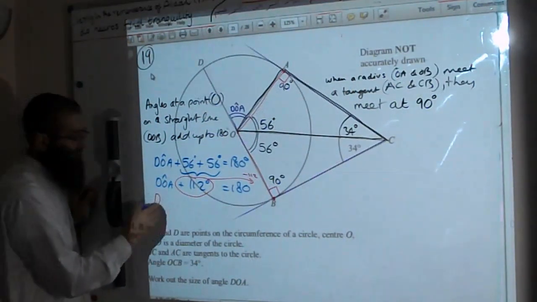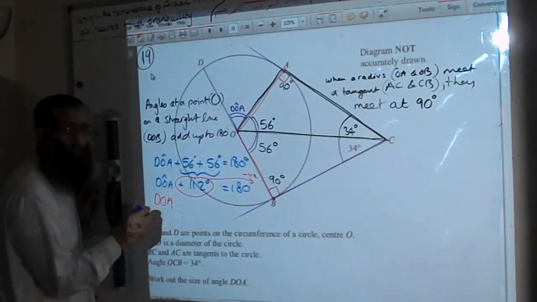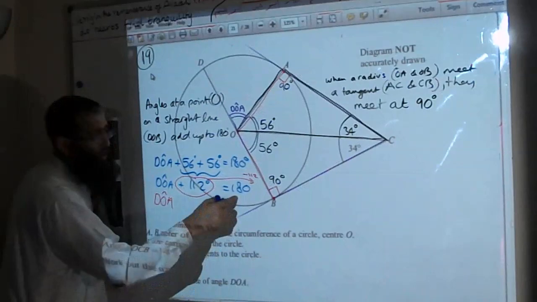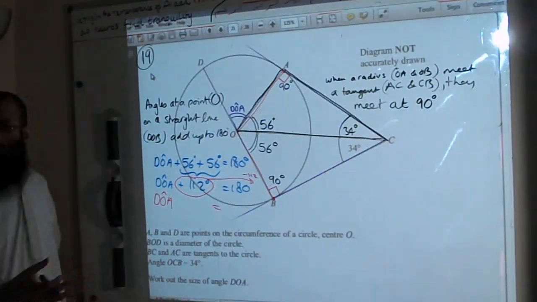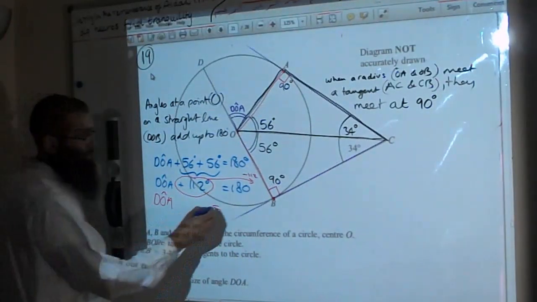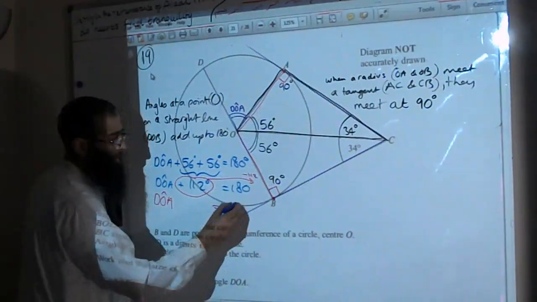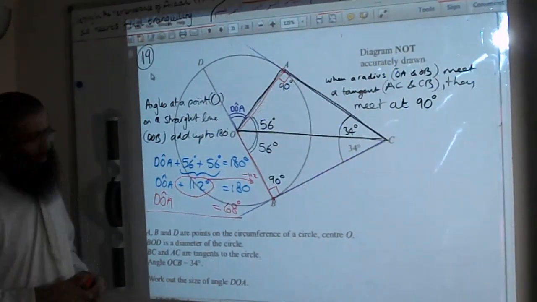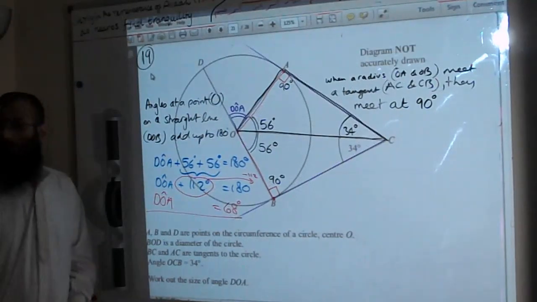Okay, so now we can say the DOA will be equal to 180 minus 112, which is 68. That will give us 68 degrees. DOA is 68 degrees, and we've done that question.